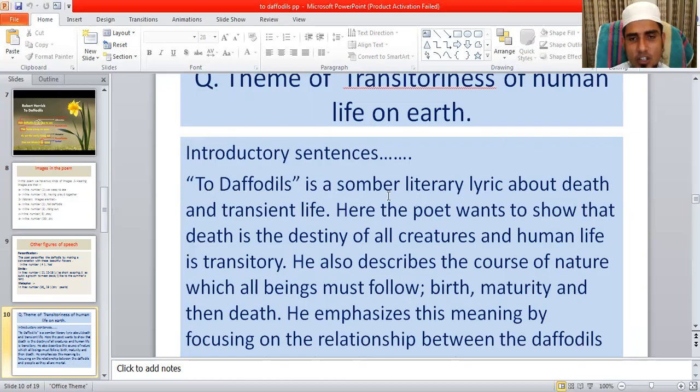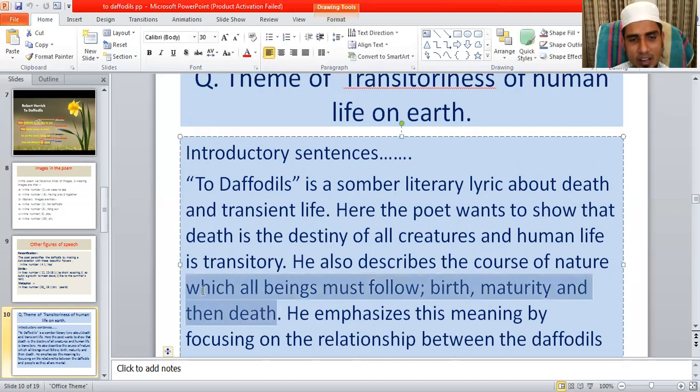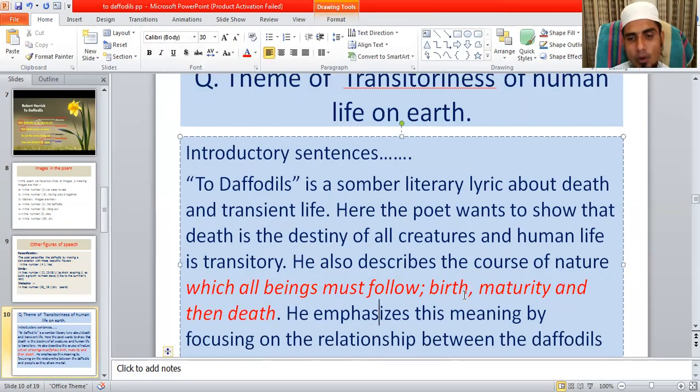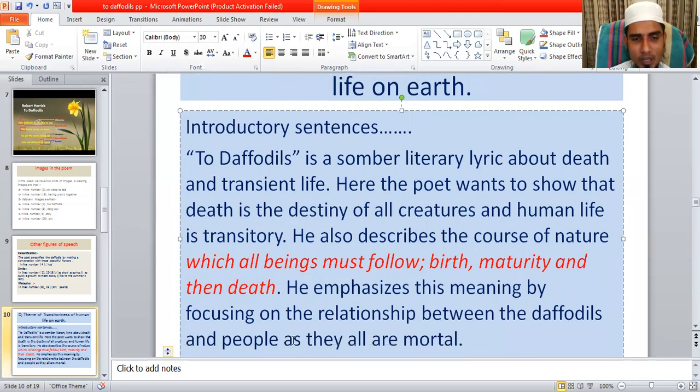Here you can say, To Daffodils is a somber literary lyric about death and transient life. Here the poet wants to show that death is the destiny of all creatures and human life is transitory. He also describes the course of nature which all beings must follow: birth, maturity, and then death. This is the common nature. Dear students, this is the philosophical line, a very common thing of human life. Everything must follow birth, maturity, and death. That means start, flourishment, and decay. So he emphasizes this meaning by focusing on the relationship between the daffodils and people, as they are all mortal.